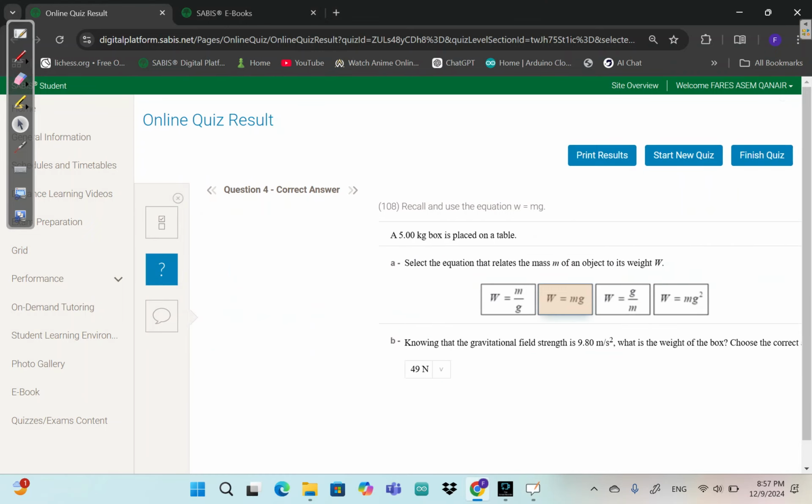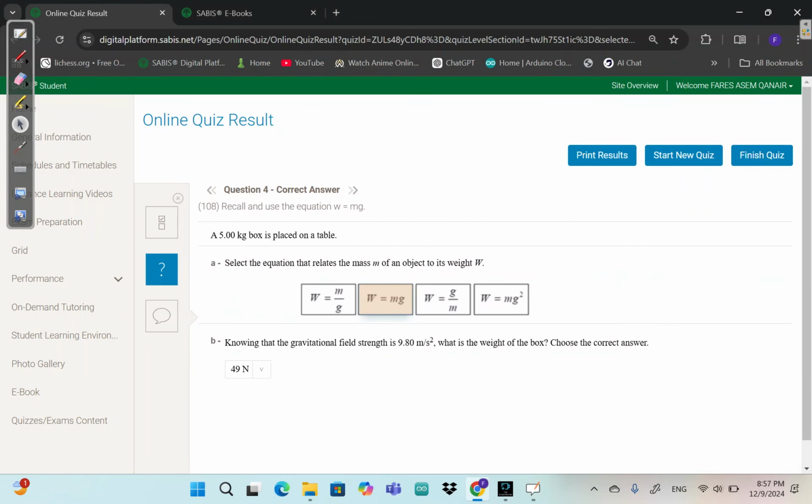So on to the next question. A 5 kilogram box is placed on a table. Select the equation that relates the mass of an object to its weight. So this equation you need to memorize: W equals mg. And for part B, knowing that the gravitational field strength is 9.8, what is the weight of the box?